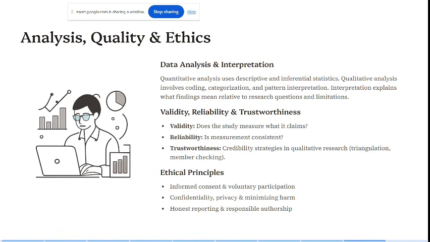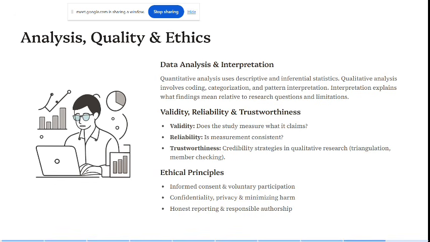We should ask these questions: Does the study measure what it claims? Is the measurement consistent? And is there any evidence or proof for the credibility strategies in qualitative research? Okay, most of the time individuals use triangulation and member checking. Okay, so these are the points that we need to check.